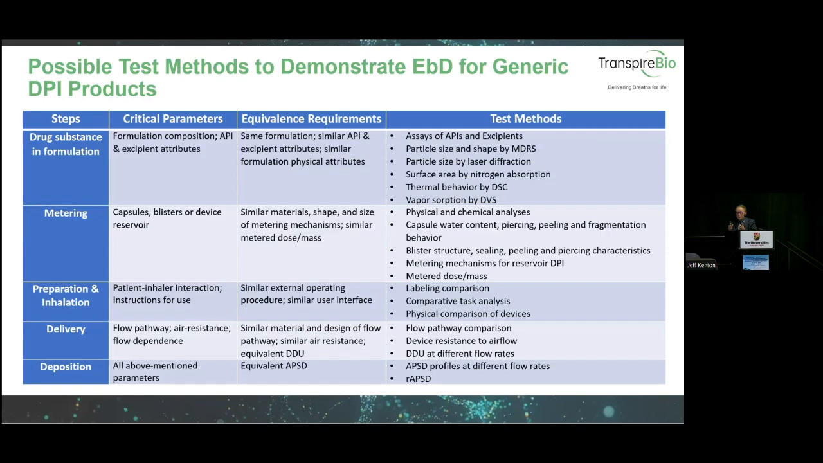For example, for the capsule device, we can look at capsule water content, capsule piercing, peeling, or fragmentation behavior. For blister-based devices, we can look at the blister structure, sealing, peeling, or piercing characteristics, etc. So again, I believe that with the combination of all the methods we have so far, if we can demonstrate that the test is equivalent to the reference, that means equivalence has already been designed into the test product.